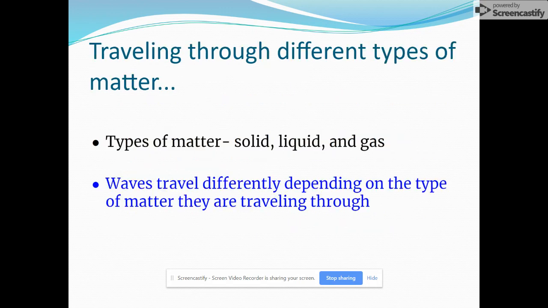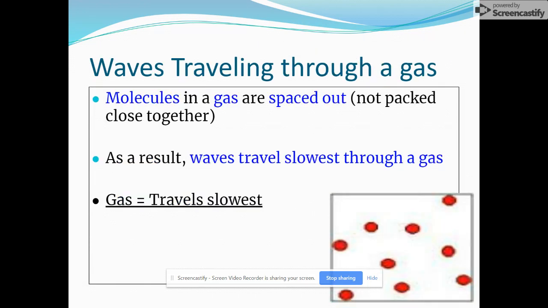Okay, so the types of matter, hopefully you know, are solid, liquid, and gas. Waves travel differently depending on the type of matter they are traveling through. So we're going to take a look at that. Traveling through a gas, the molecules in a gas are spaced out. They're not packed close together. That's actually one of the reasons you can wave your hand around in the air. Just put your hands up, wave them like you just don't care. That's because we are surrounded by gas and the molecules are spread out. So waves travel slowest through a gas. Gas equals travel slowest. It's because they're so spread out, it makes it harder for them to move quickly.